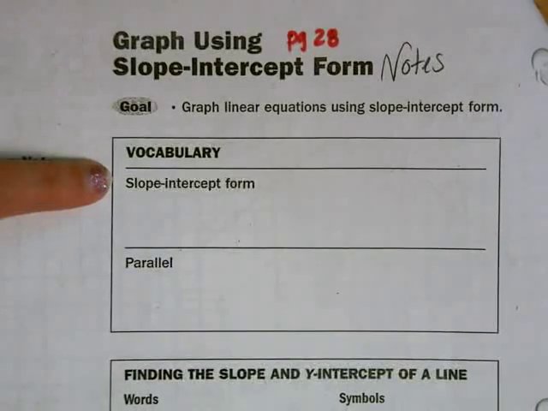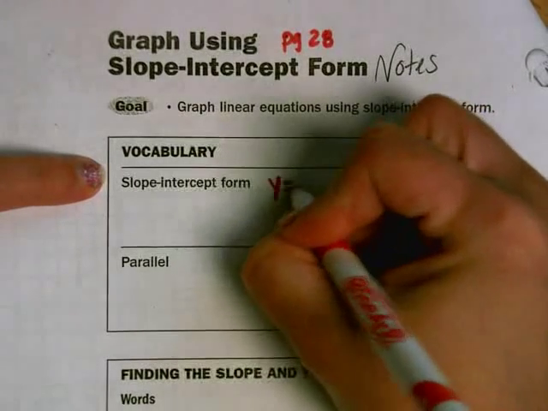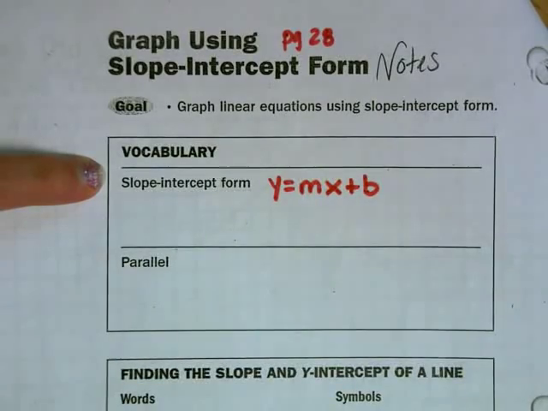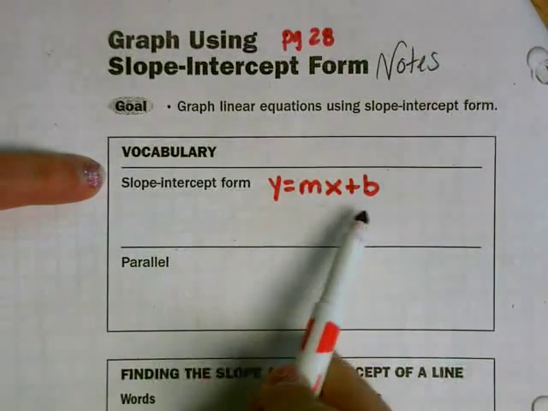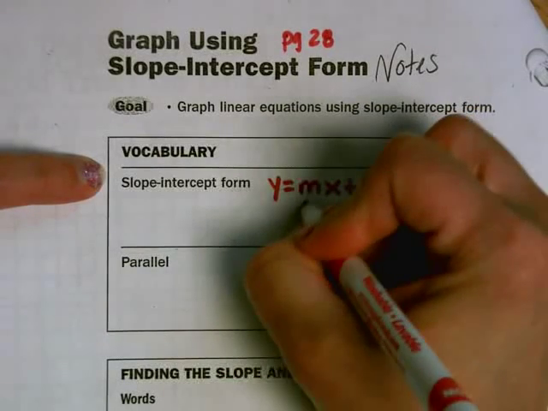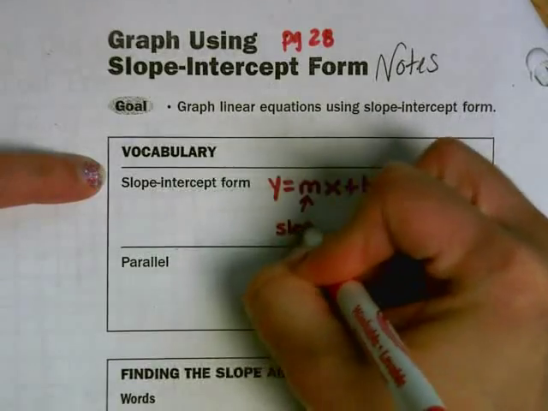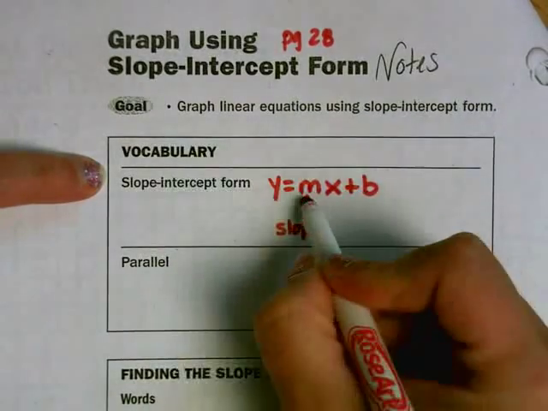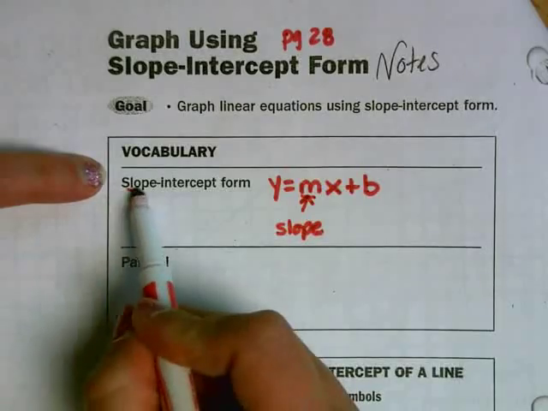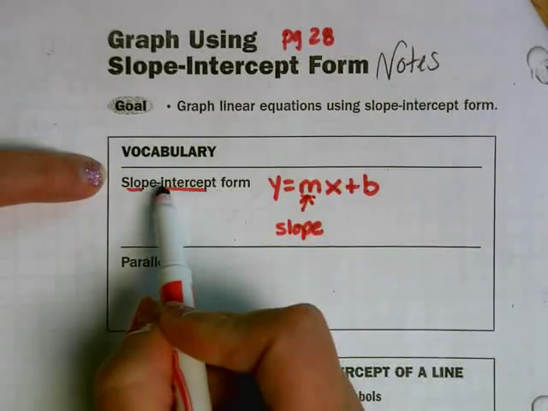So slope-intercept form, in terms of vocabulary, we know slope-intercept form is y equals mx plus b. We know it's going to be a linear equation. We've got our x and we've got our y. And we know that the m stands for the slope. So the m, the coefficient of the x, stands for the slope, but this is called slope-intercept form. And the only thing we haven't talked about so far is this intercept.